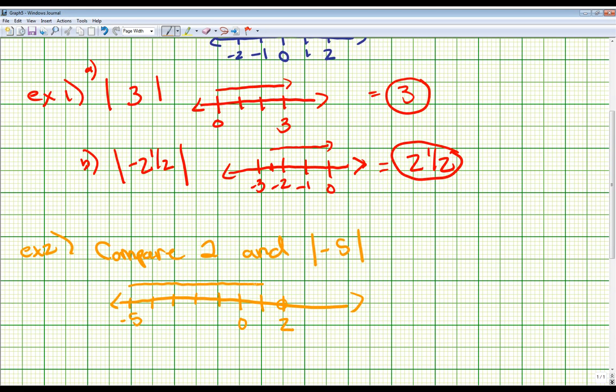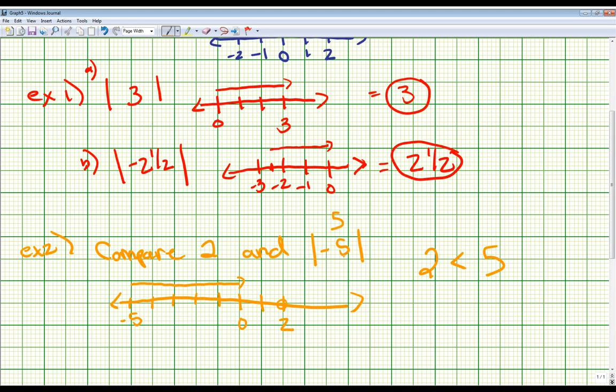Whoops, I went a little too far there. How many hops away from 0 is that -5? Well, that would be like saying 5 hops. So if I'm comparing 2 and -5, the absolute value of -5, I'm really comparing 2 and 5. So what we can do in our final answer is say that 2 is less than 5.